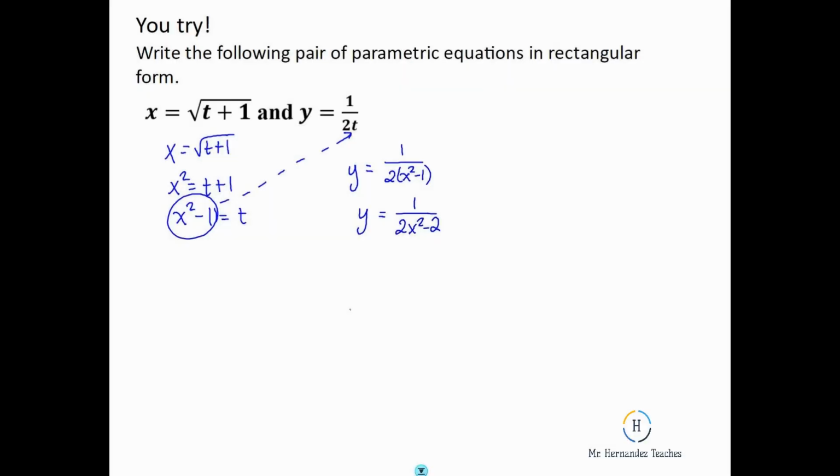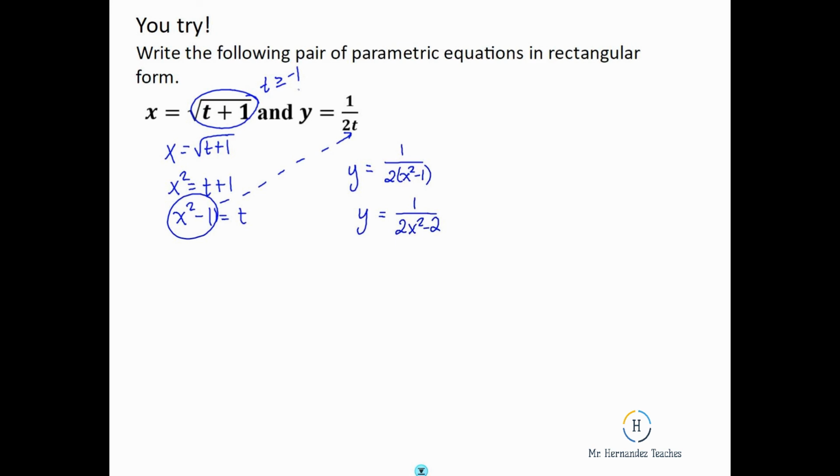Alright, and there we have it. One thing I do want to point out, although y equals 1 over 2x squared minus 2 is going to be the rectangular form of the parametric that we were given, we do have to take note that this t value right here, t needs to be greater than or equal to -1. All values of t need to be greater than or equal to -1.